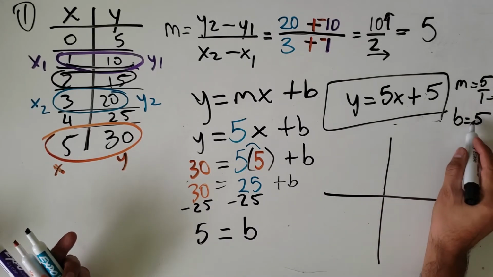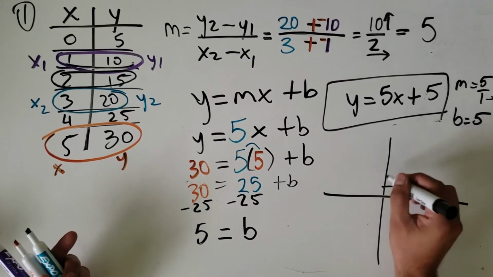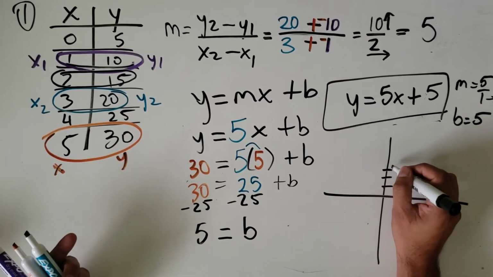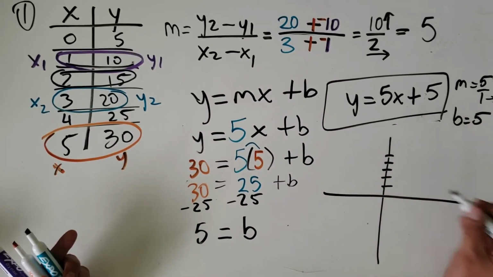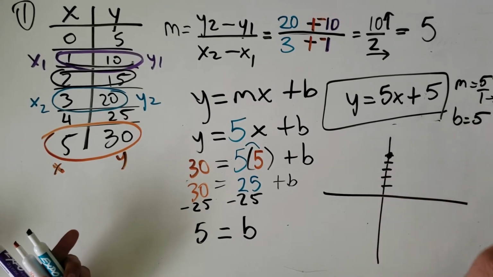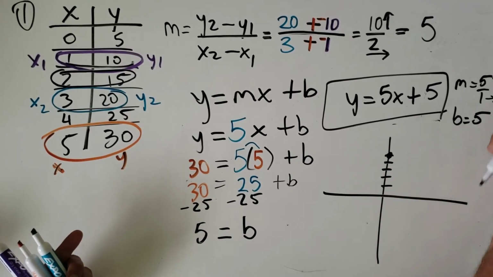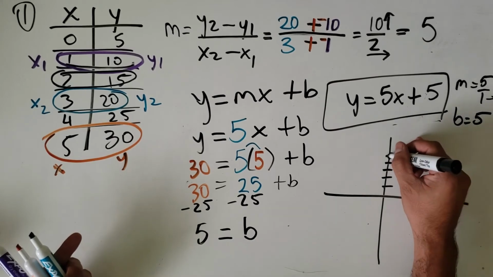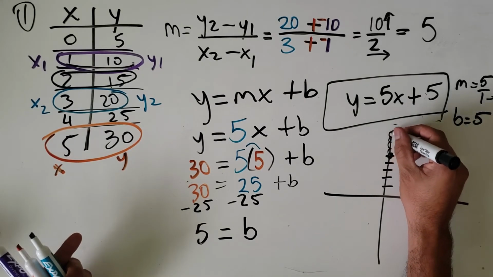So this one, my door is going to be door number 5, and it's positive, so it's upstairs. So I'm going to go 1, 2, 3, 4, and 5 right there. So that is where my line is going to pass through. My slope tells me that I have to go up 5 from there. So 1, 2, 3, 4, and 5.